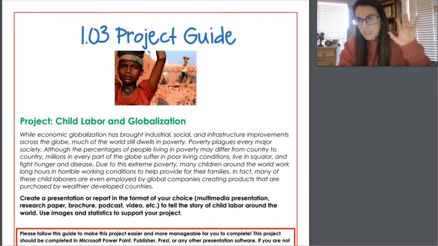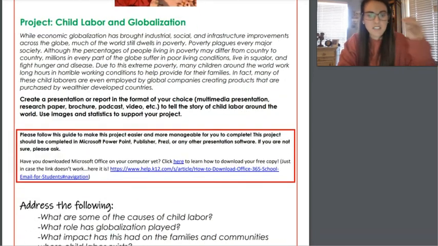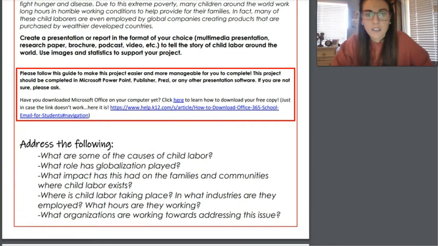The simple parameters of this assignment are the following. You need to find a way to tell a story, using images and stats, supporting your project with valuable facts and valuable research. And in this, I want you to address the following. What are some ways and causes of child labor? What role has globalization played?